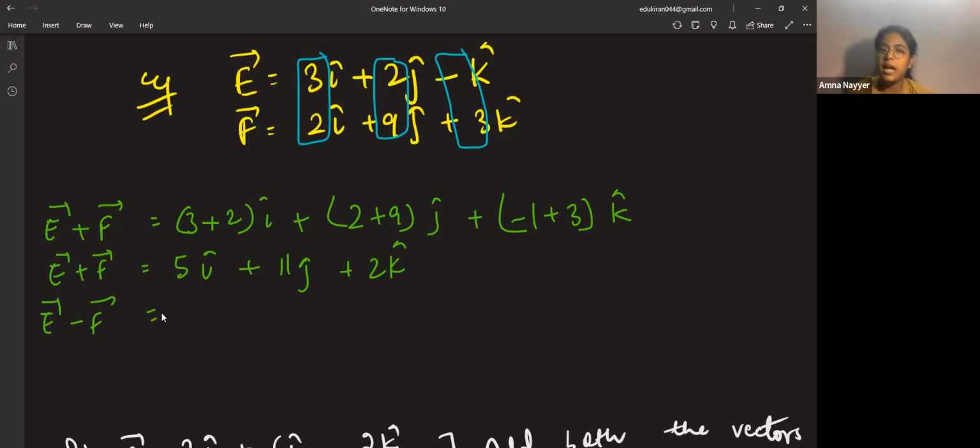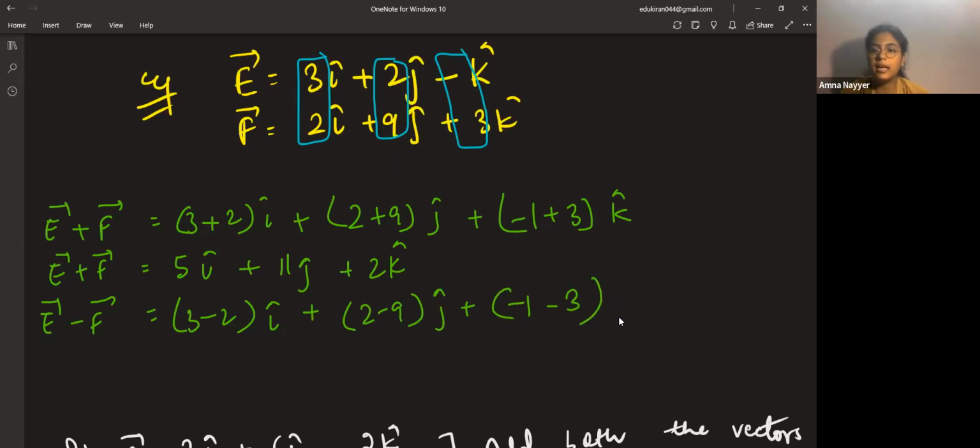And E vector minus F vector. So you have to subtract these. That is, this becomes 3 minus 2 i cap, then 2 minus 9, because whatever vector you are considering, consider it in the same manner. It's not for my ease that I'll take 3 minus 2 here and 9 minus 2 over there. Right, that becomes incorrect. So this becomes plus 2 minus 9 j cap plus this becomes -1 minus this 3 k cap.